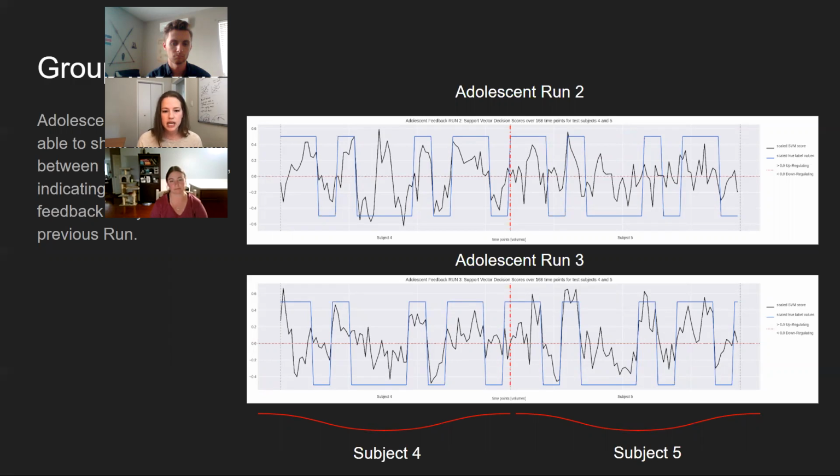But you can see in run 3, when they receive feedback a second time and there's some carryover, you can see that they are actually carrying over as the decision scores start to improve and follow along the true label.